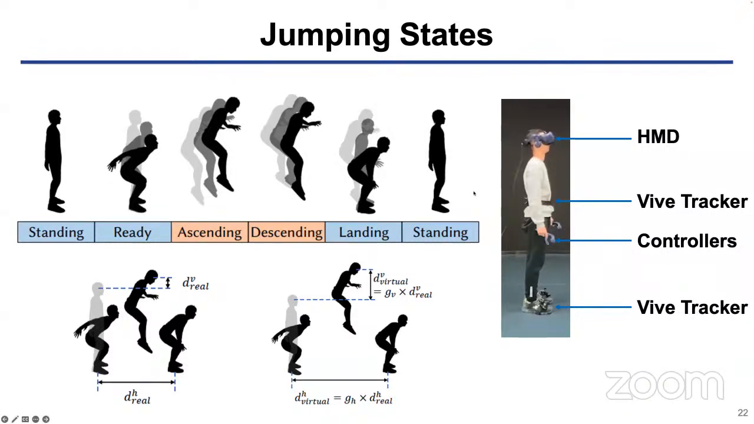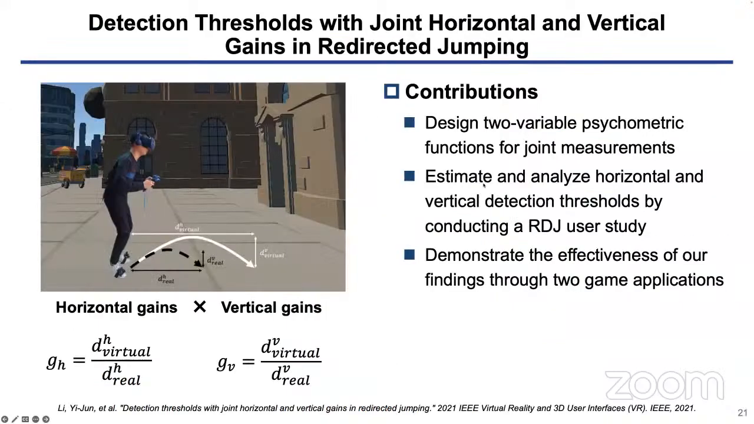So I will firstly go over the work. This is our first work on redirected locomotion, and our contributions are the design of the two-variable psychometric functions for joint measurements, and we estimate and analyze the horizontal and vertical detection thresholds by conducting an RDJ, redirected jumping, user study, and we demonstrate the effectiveness of our findings through game applications.